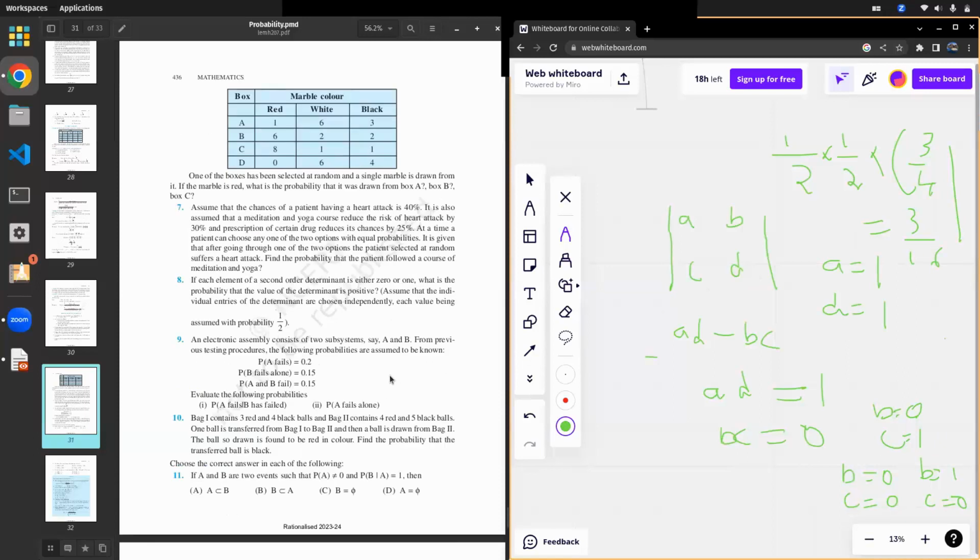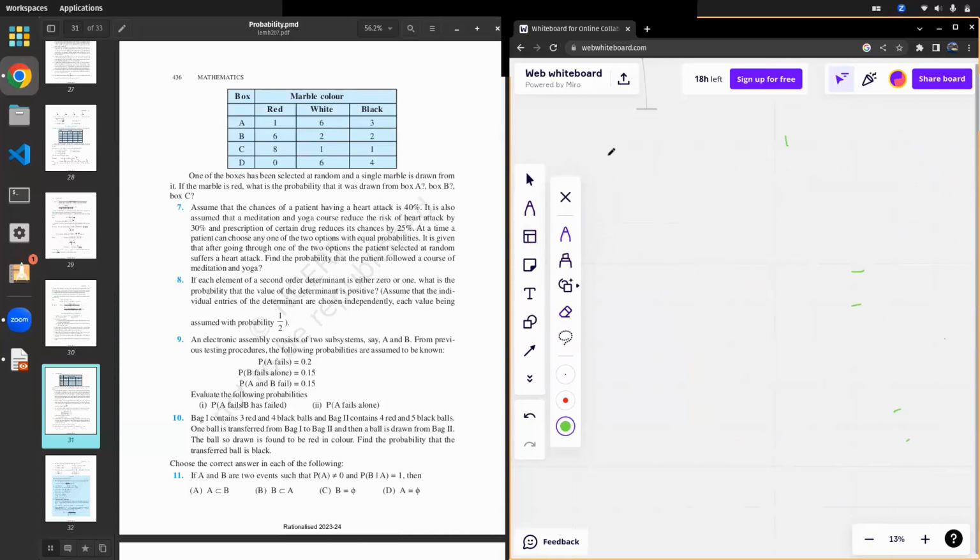Okay, so now we move to the next problem. An electronic assembly consists of two subsystems, A and B. From previous testing procedures, the following probabilities are assumed to be known. Probability of A fails is 0.2. Probability of B fails alone is 0.15. Probability of A and B fail is equal to 0.15. Okay. So in the question it is given that the probability of A fails.